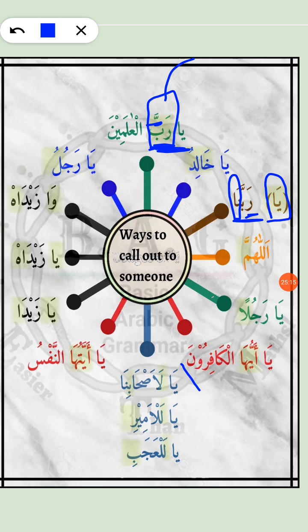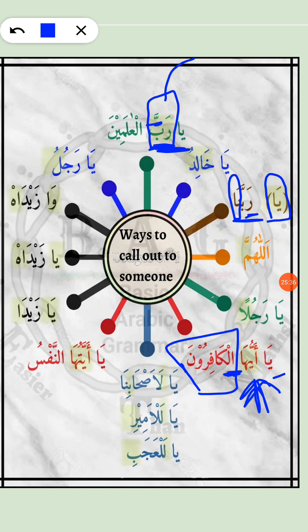if your munada, the one who's being called out to, is by the way called a munada. Okay, so if that munada is attached with al, then you add ayyuha right after the ya. Okay, so you say Ya Ayyuhal Kafiruna. So this ayyuha over here is present because of this al.